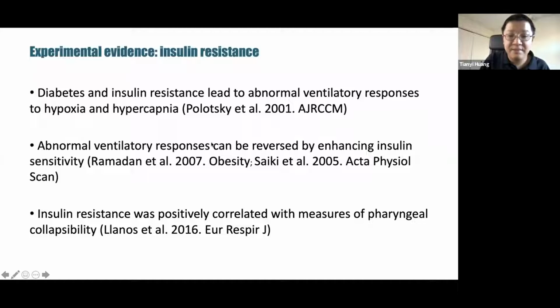And there are also some animal studies that found these abnormal ventilatory responses can be reversed by enhancing insulin sensitivity, for example, by administering insulin or metformin to experimental mice. And in some clinical samples, they also found that insulin resistance was positively correlated with measures of pharyngeal collapsibility, suggesting that insulin resistance may promote sleep apnea onset by increasing upper airway collapsibility.